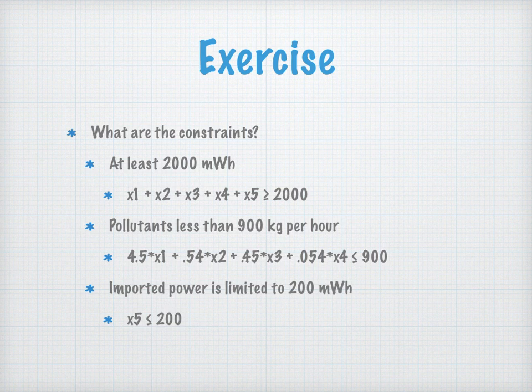Then we have the requirement that the pollutants are less than 900 kilograms per hour, and so we consider that X1, the high sulfur fuel, produces 4.5 kilograms per hour, low sulfur fuel 0.54 kilograms per hour, and so on. And the sum of these terms must be less than or equal to 900 kilograms per hour, which is the EPA specification. Then finally, imported power is limited to less than 200 megawatts. So we have X5 is less than 200.